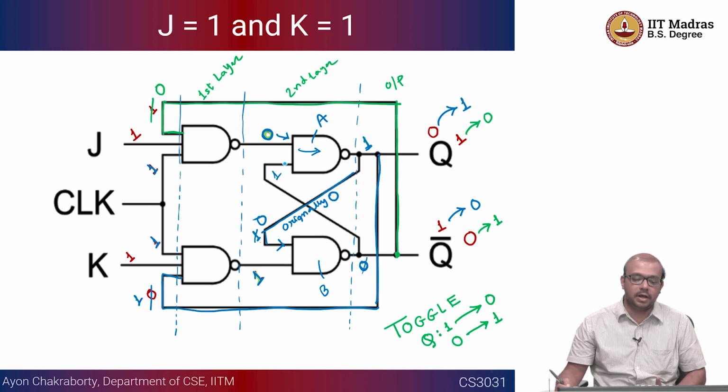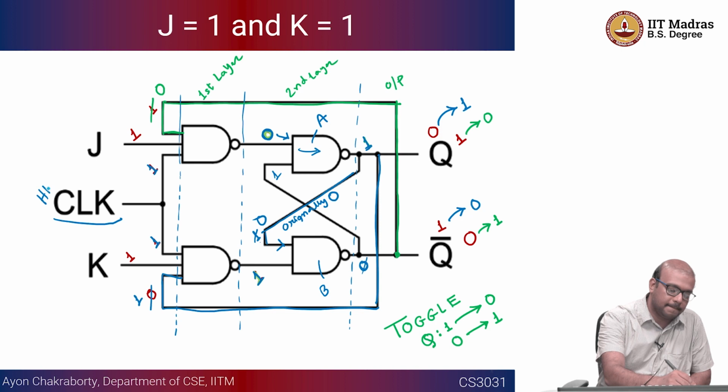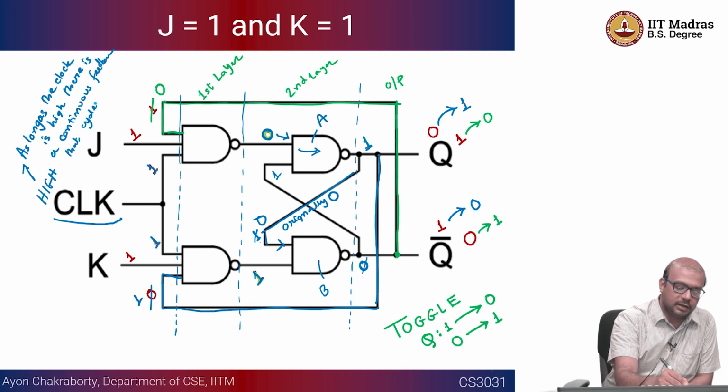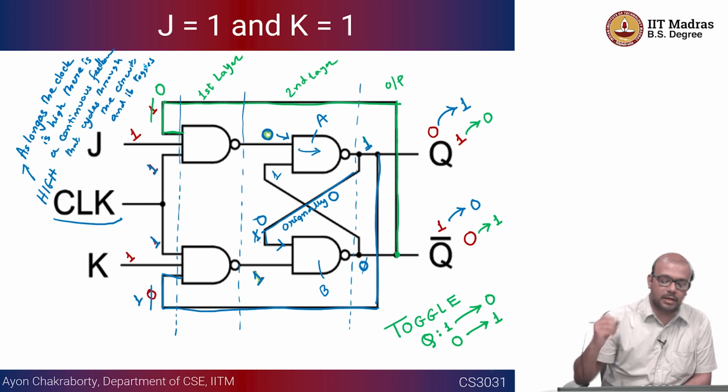Okay. So as long as the clock is high, there is a continuous feedback that cycles through the circuit and it toggles, right.